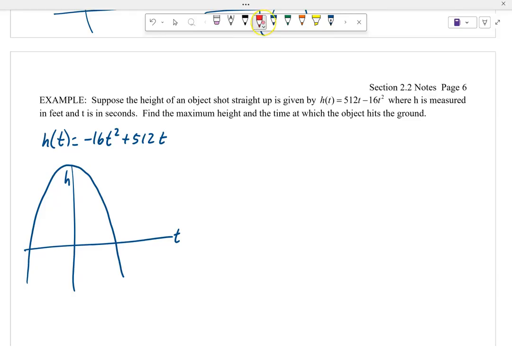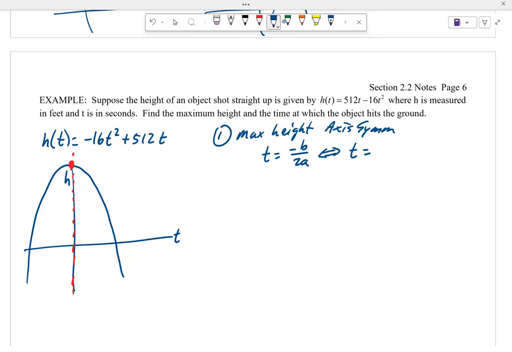Well, we know the maximum height would be right there, right? And so the maximum height occurs where? On the axis of symmetry. Right? It's going to occur on an axis of symmetry. So number 1, max height is on the axis of symmetry. So x equals, in this case it's t. T equals negative b over 2a.